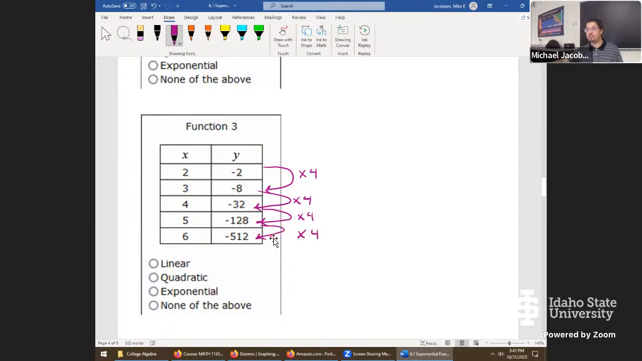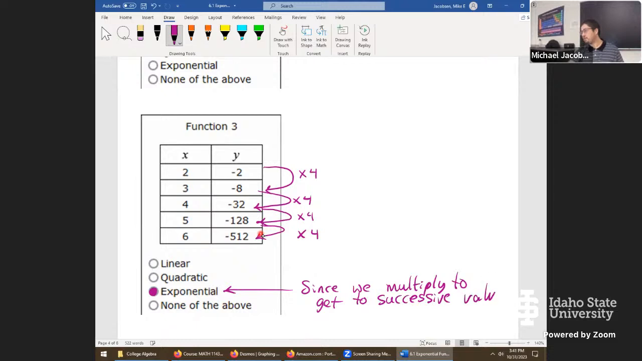And if you're multiplying to get to all of your next values, that's the telltale sign it's exponential. I'll put here just for a formula, since we multiply to get to successive values. So this is the telltale sign. You're dealing with something exponential in your process. Again, you could plot it, but that's extremely tedious. This is a much faster process. Well, any questions at all, folks, on getting through that topic there?